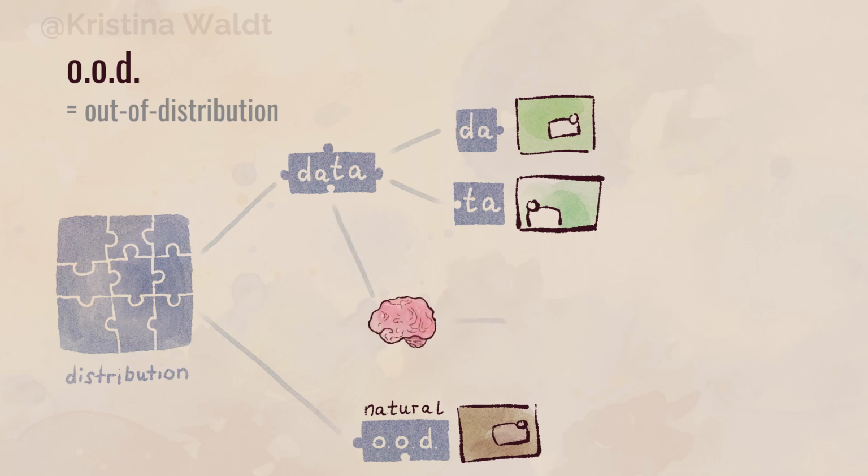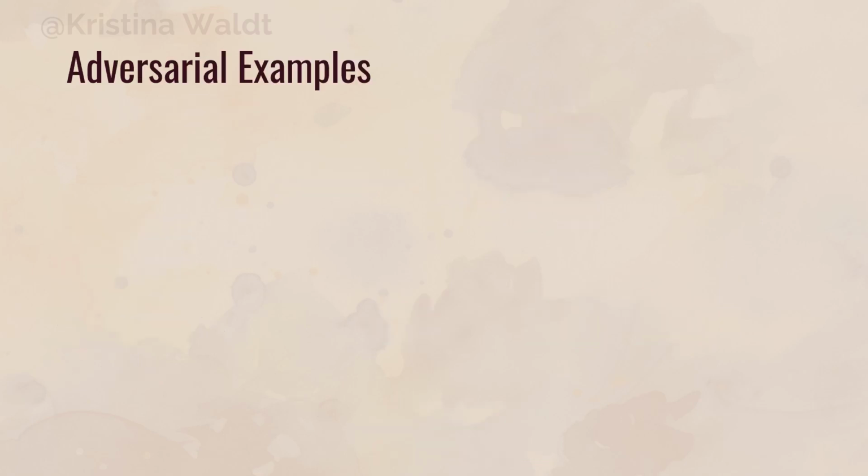Group 2 are synthetic OODs. They are artificially created images or adjustments to existing data that are meant to trick the model to reveal shortcuts. One synthetic method are adversarial examples. They are model-specific worst-case scenarios.